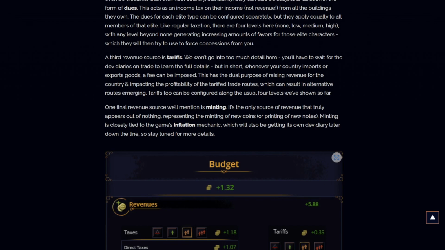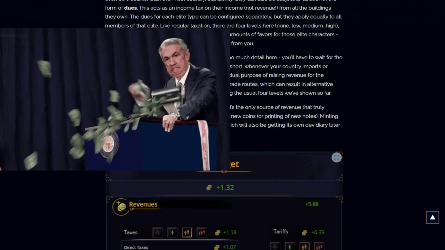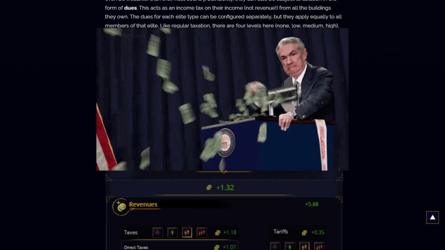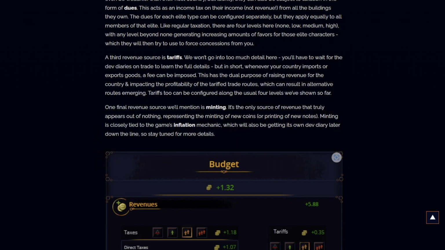Obviously, that's a bit of an extreme, non-realistic example, but you could think of it smaller in different ways that you could affect other nations by tariffing or not certain items. So again, it'd be interesting to see in the future dev diaries how that's going to work. One final source of revenue is minting. It's the only source of revenue that truly appears out of nothing, representing the minting of new coins or printing new notes. Minting is closely tied to the game's inflation mechanic, just like in real life. You know, money printer go brrr, inflation happens. So yeah, pretty obvious that one. If you print money, inflation happens.